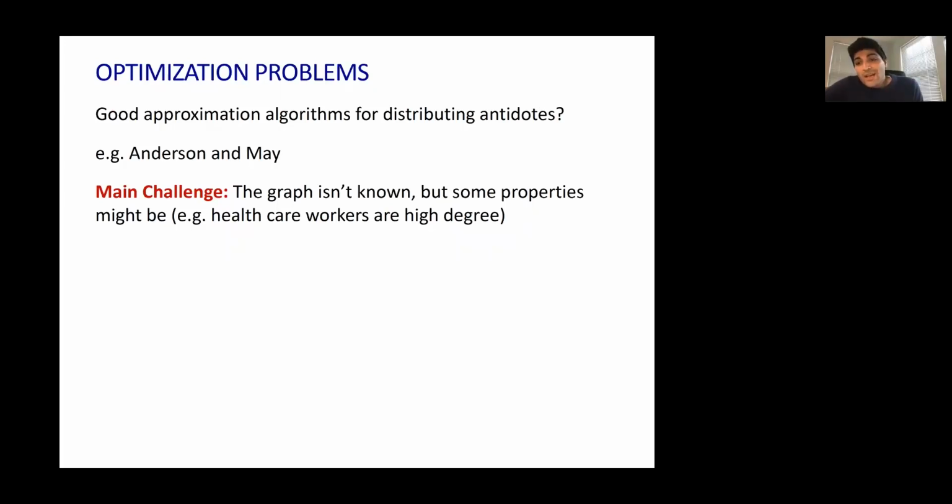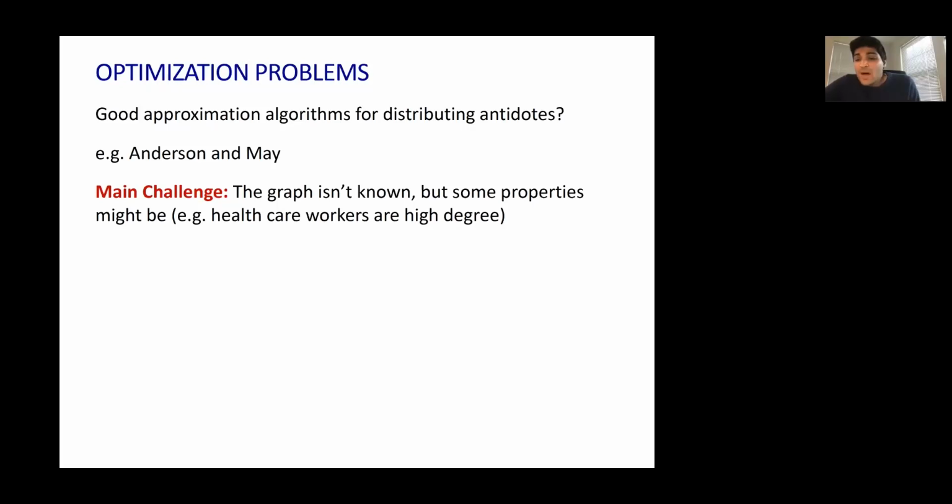Now, there are other sorts of problems that you can study within computational epidemiology. One of the other classic problems here is you might want good algorithms or approximation algorithms for distributing antidotes. Now, for those of you who come more from a computer science perspective, this might be very similar to some types of problems you've seen within viral marketing, where you want to figure out what are the most influential nodes to offer deals to so that it spreads as rapidly as possible across the social network.